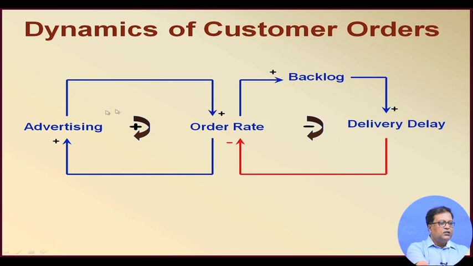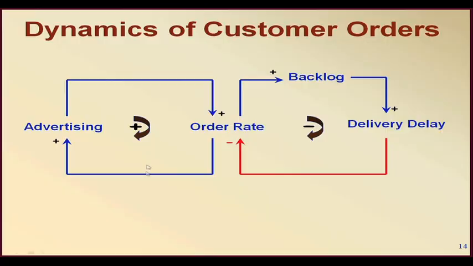So, this is a positive feedback loop. But on the other side, more orders, more backlog, more delivery delay, and more delivery delay, less orders. Because if you delay your delivery, what will happen? You may get less and less amount of orders, right. So, here is a negative, because why is it negative?